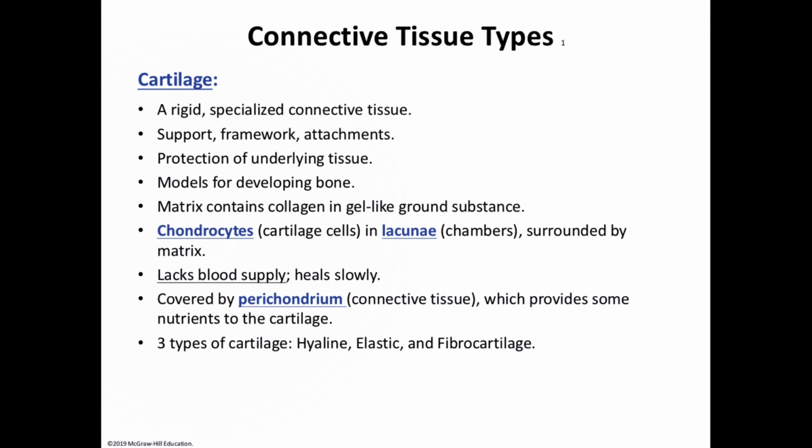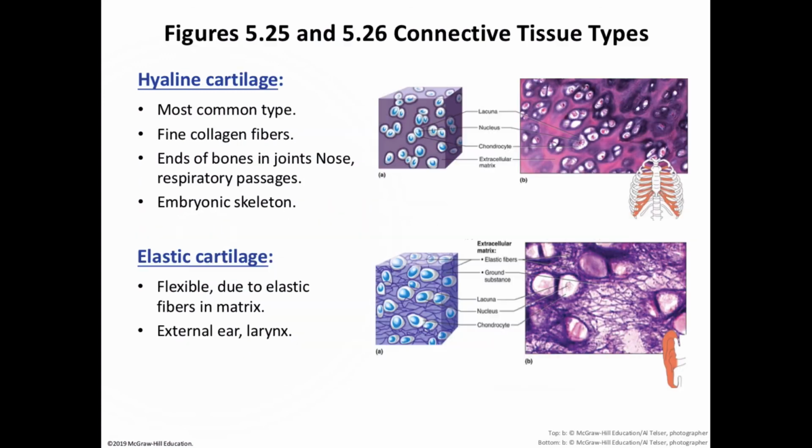And with that, it's much of the matrix that's seen around the chondrocytes, which of course are lying in those lacunae. And we'll deal with, well, there are three types. We'll begin with the first of three, and not so much the second two. So the first of three, class, is called hyaline cartilage.